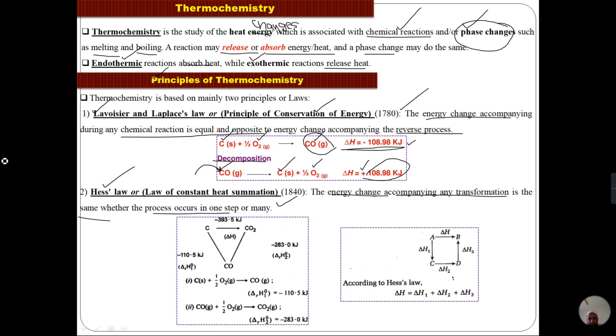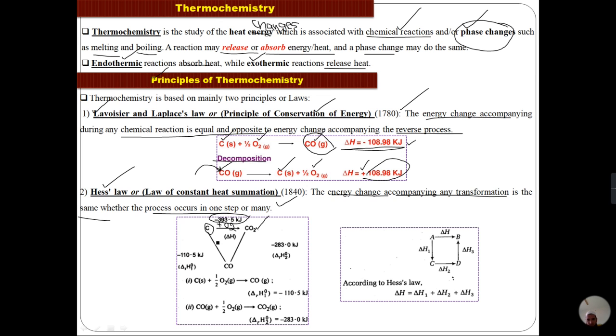For example, this is the diagram. It shows conversion of carbon to carbon dioxide, that is burning. You are reacting carbon, or oxidizing carbon, with the help of oxygen. So carbon plus oxygen gives carbon dioxide. This is associated with the release of energy, that is, it is exothermic, minus 393.5 kilojoules. So this amount of heat is released.